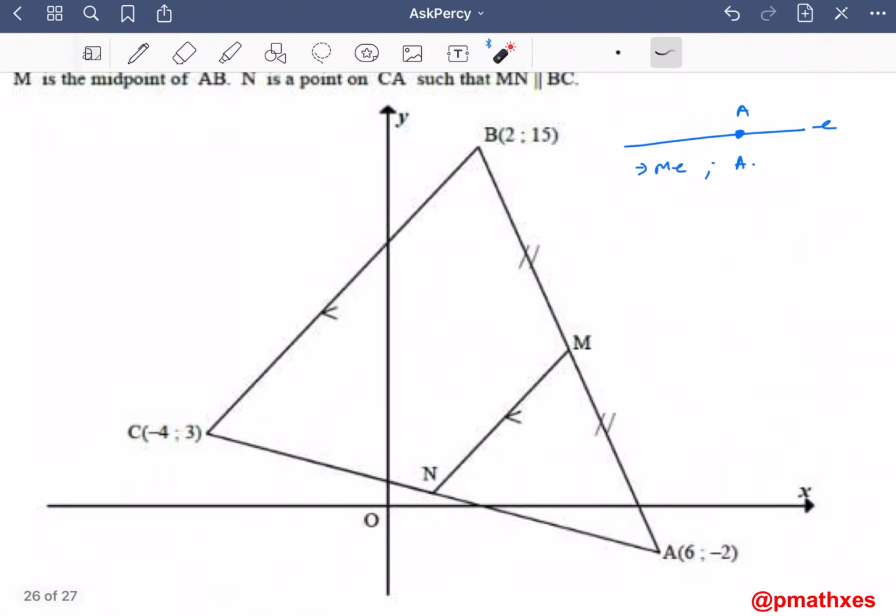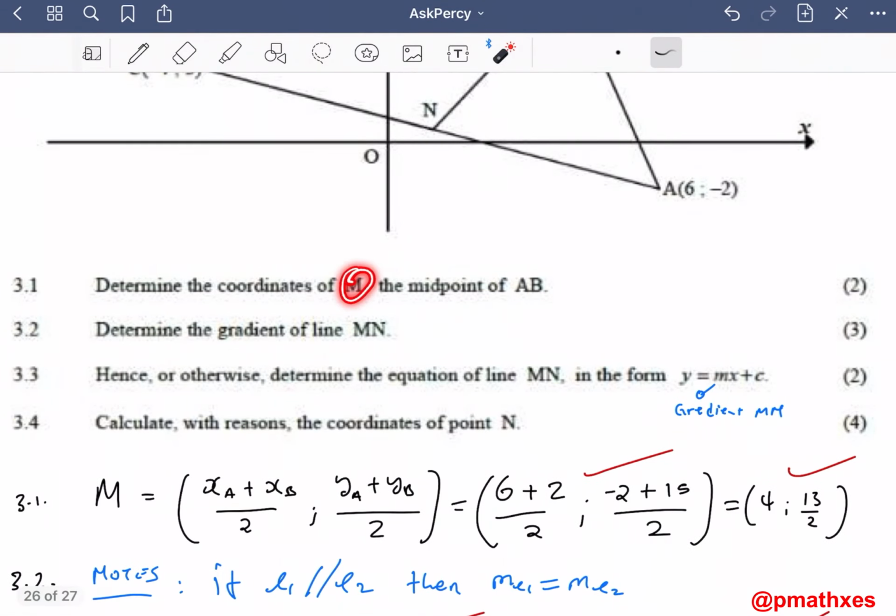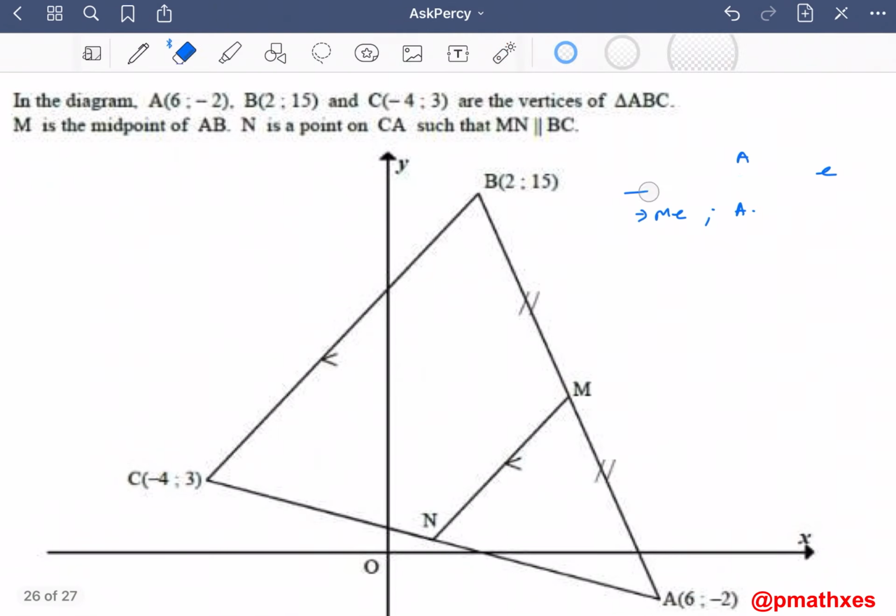So as you can see, we have the line MN, and we know the gradient of this line, right? And we know this point M, we just calculated it. So we know point M, and we know the gradient of MN. Then we can find the equation of this line, all right? So let's do that. To determine the equation of a straight line, this is the formula that you need to use. So y minus a point. So in this case, we have this point M.